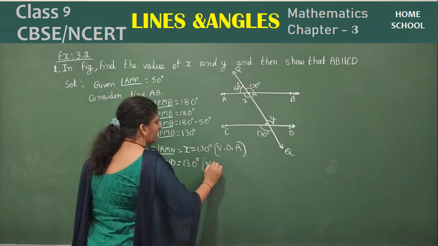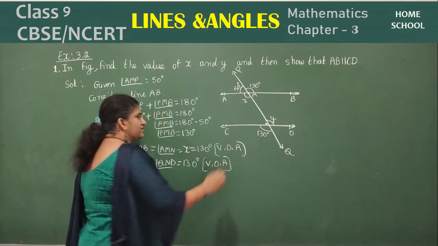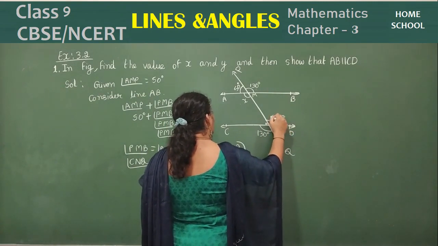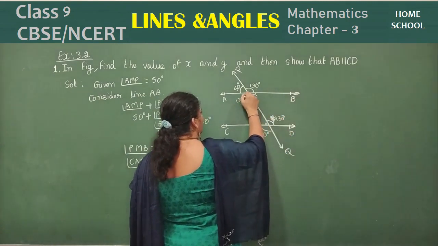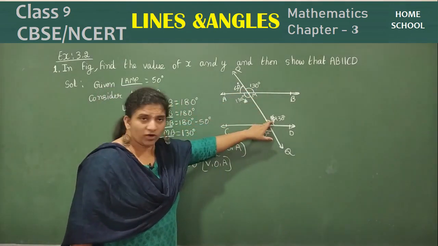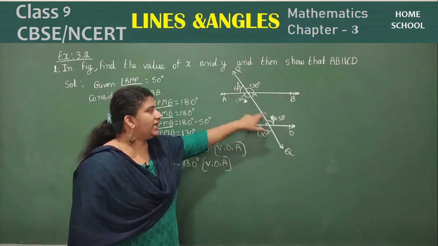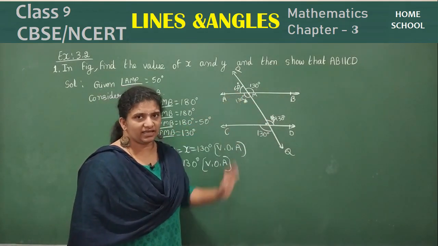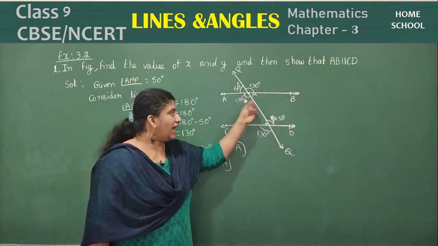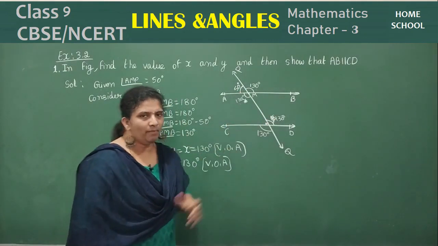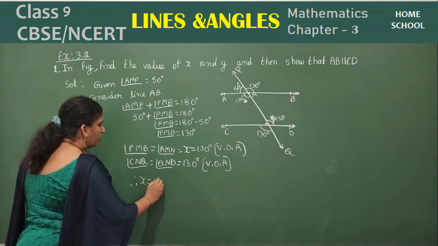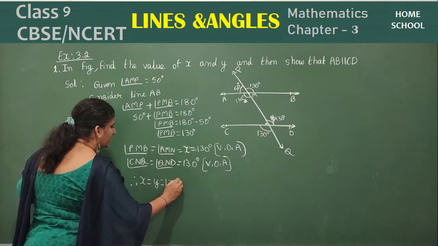Why? Again I will write vertically opposite angles. So now in the place of y I will write 130. Just strike out and write here 130. Now you can see something here. What is that? You can say by corresponding angles, or alternate interior angles. So the interior alternate angles are both equal. If they are equal, then the two lines are parallel. Therefore x is equal to y is equal to 130 degrees.